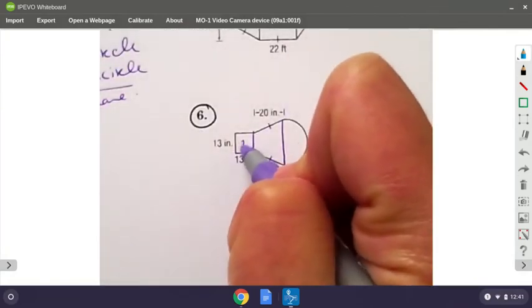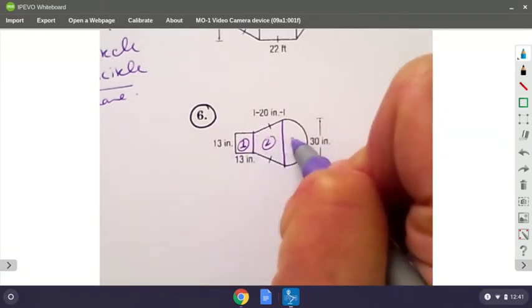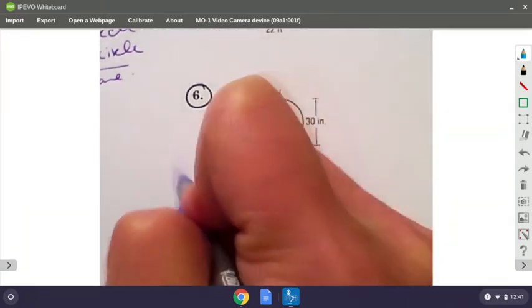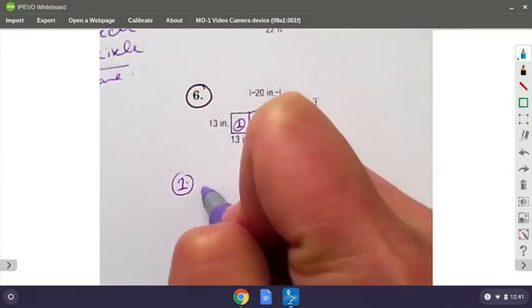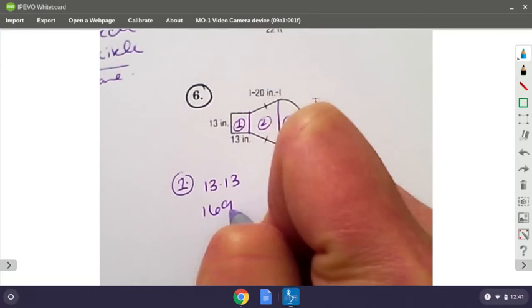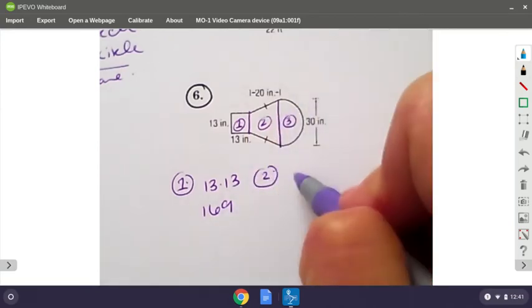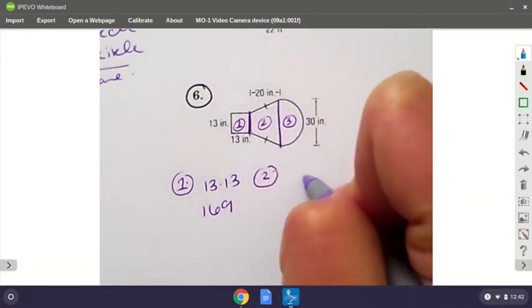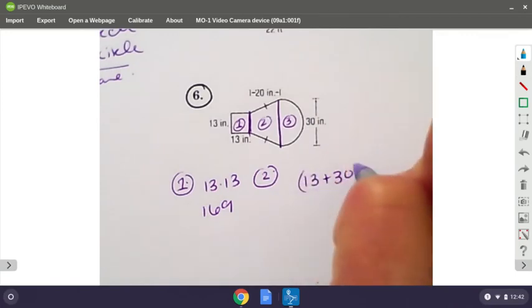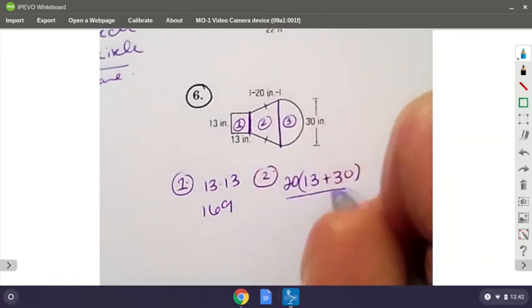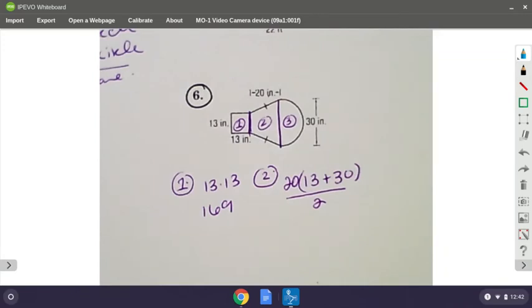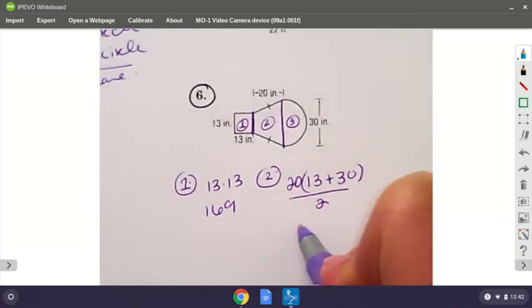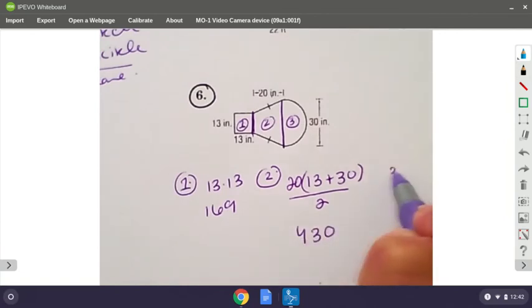So sometimes I like to number the parts 1, 2, and 3. That way when I do out my work, it's nice and organized. So section 1 is just a square. So it's 13 times 13, which is 169. Section 2 is a trapezoid. So the bases are 13 and 30. So 13 plus 30, you add the bases, multiply by the height, which is 20, and then divide by 2. So 13 plus 30 is 43 times the height, which is 20, divided by 2. So section 2 would be 430.